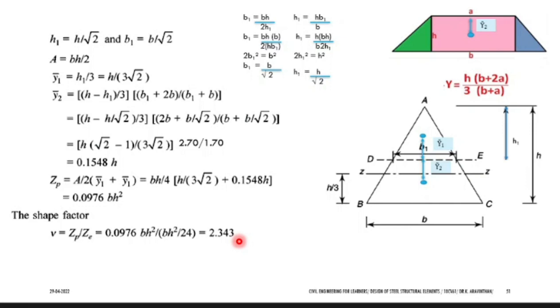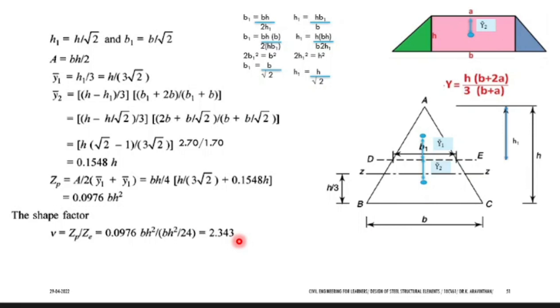2.343. What is the shape factor of a rectangle? 1.5. What is the shape factor for I section? 1.14. Now what is the shape factor for this triangle? 2.343. Okay. If you are getting 3 shape factors like that, which section you will be using for designing your beam? You have 3 sections. One is rectangle, one is I section, one is this triangle. You know all the 3 values. Which shape will you use for your beam?